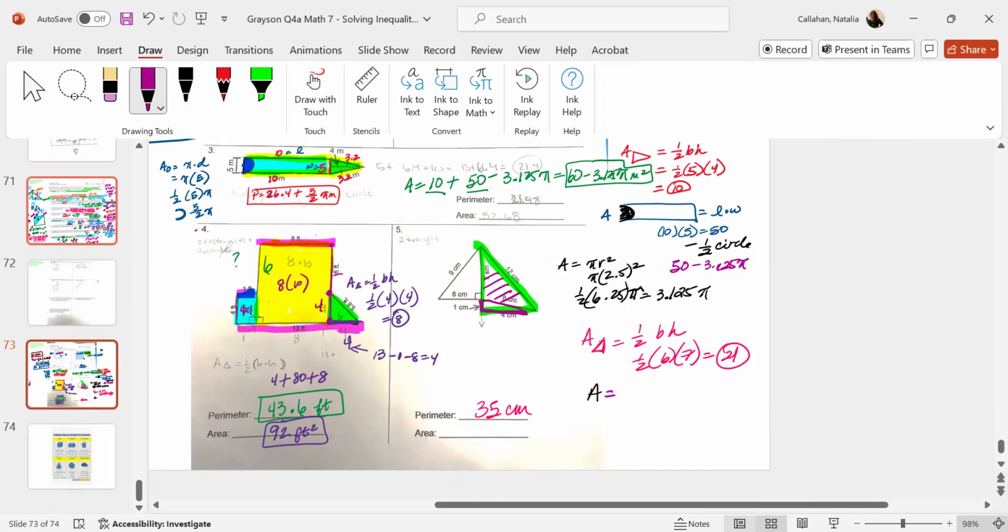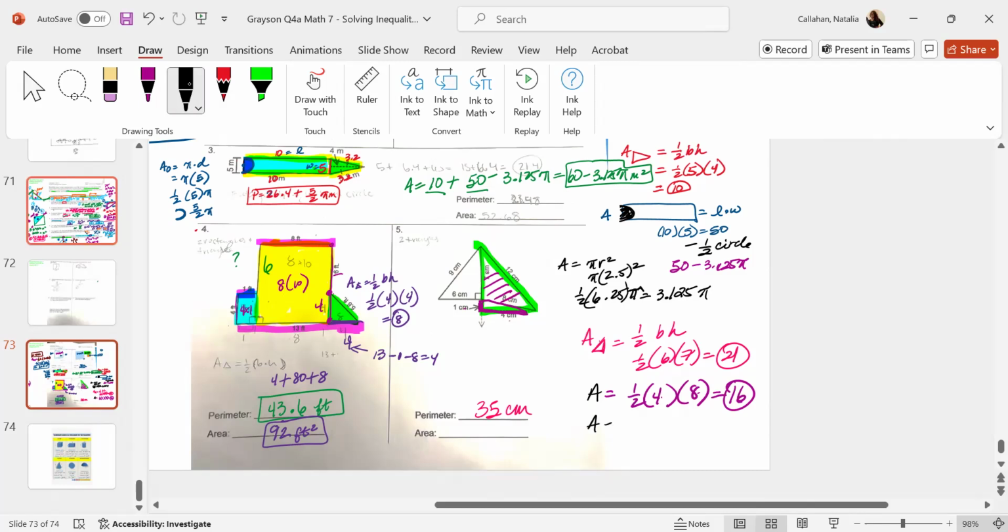The big triangle is 7 plus 1. Do you see the 1 right there? Which is the height, and that's 8. 7 plus 1 is 8. The base is 4. Do you see that? Half of 4 is 2. 2 times 8 is 16. That's the big green triangle.